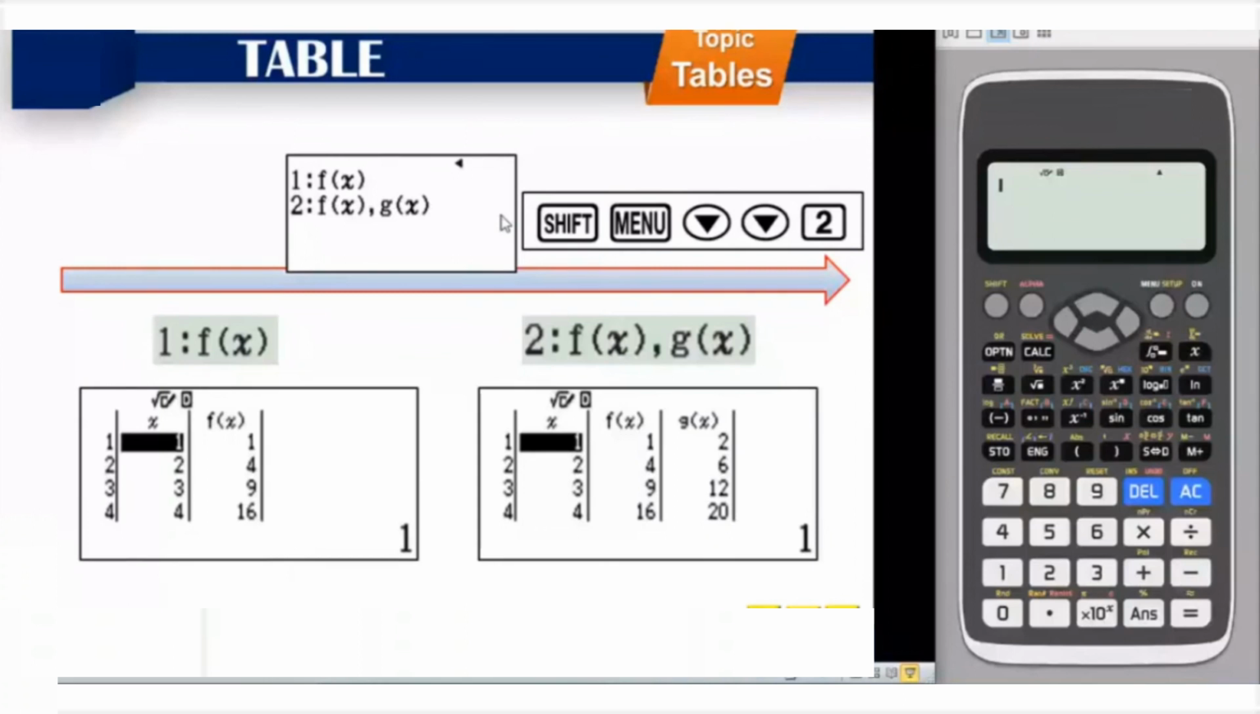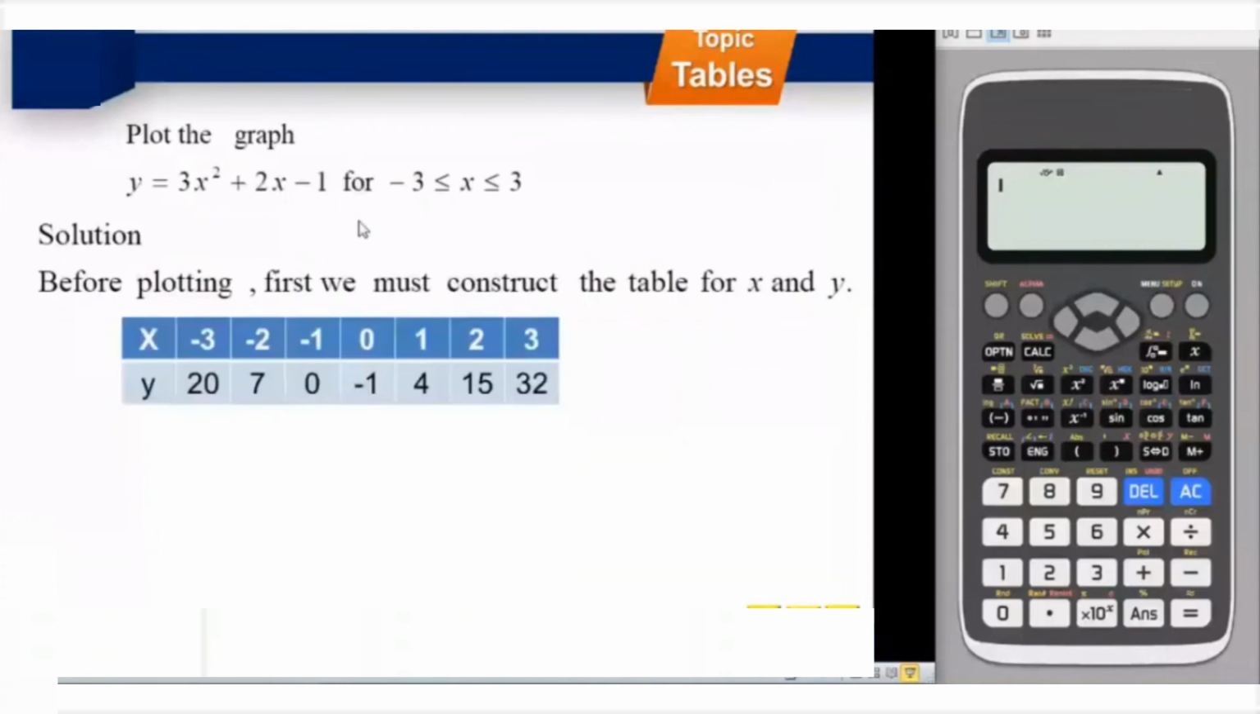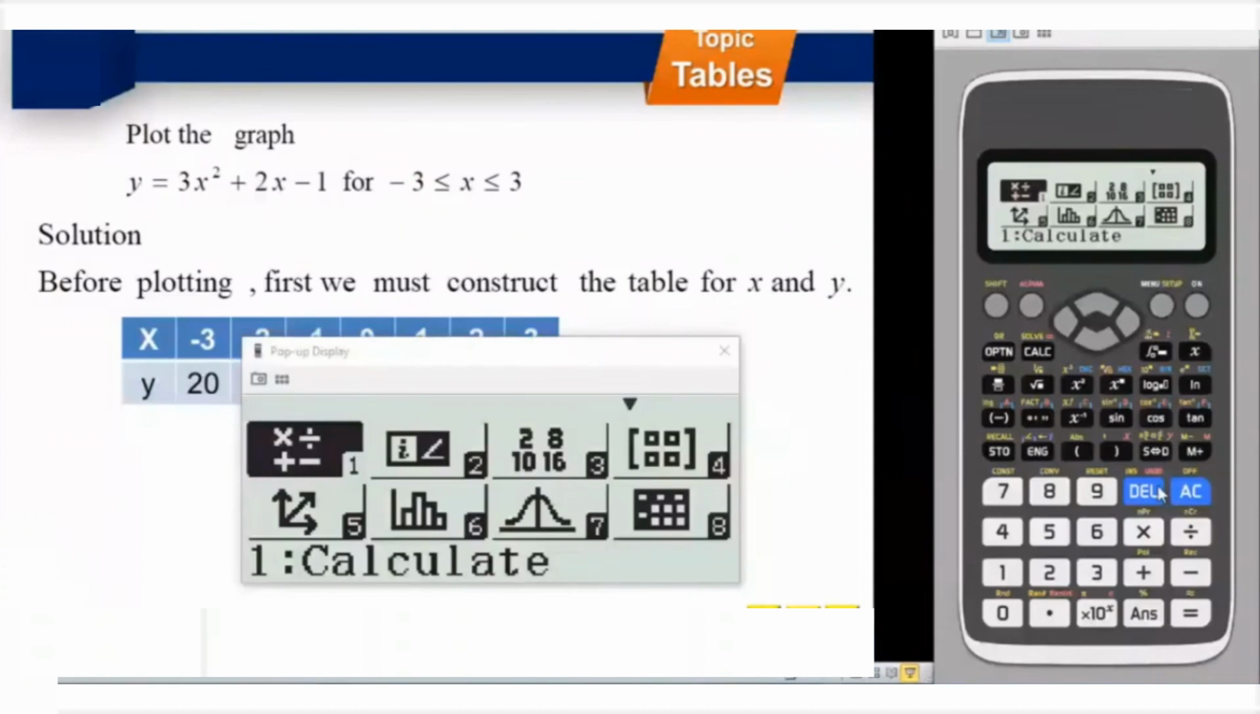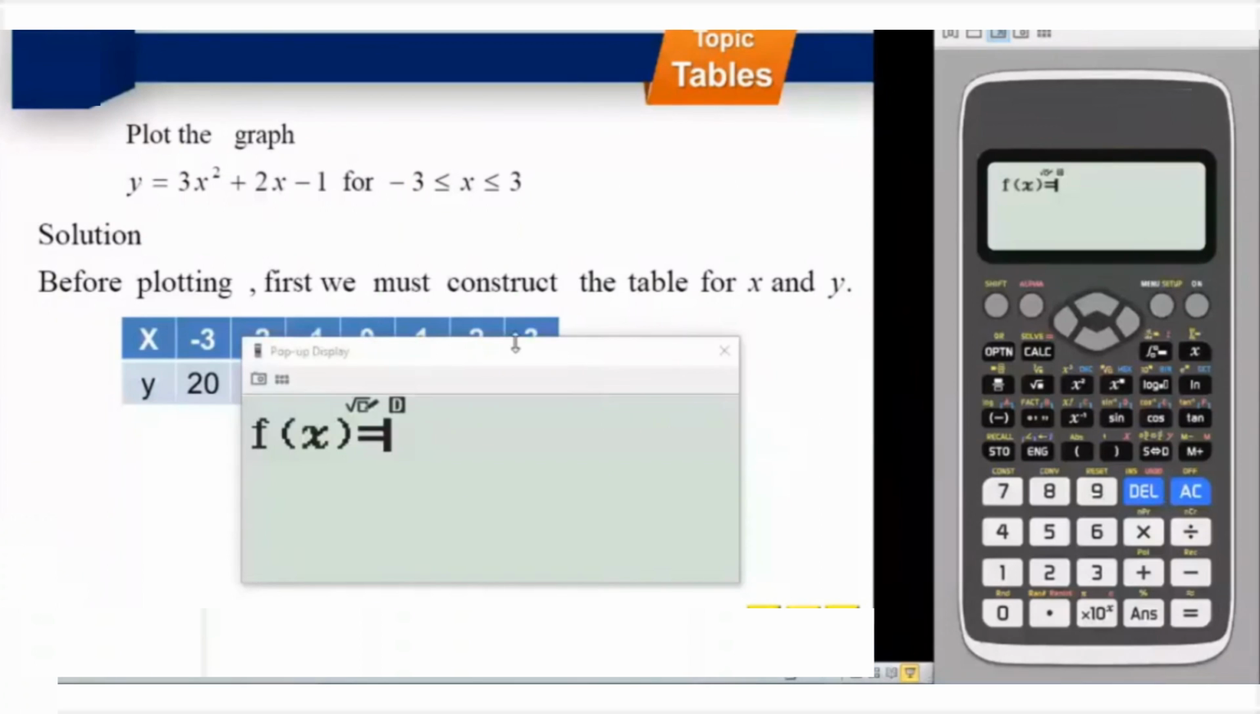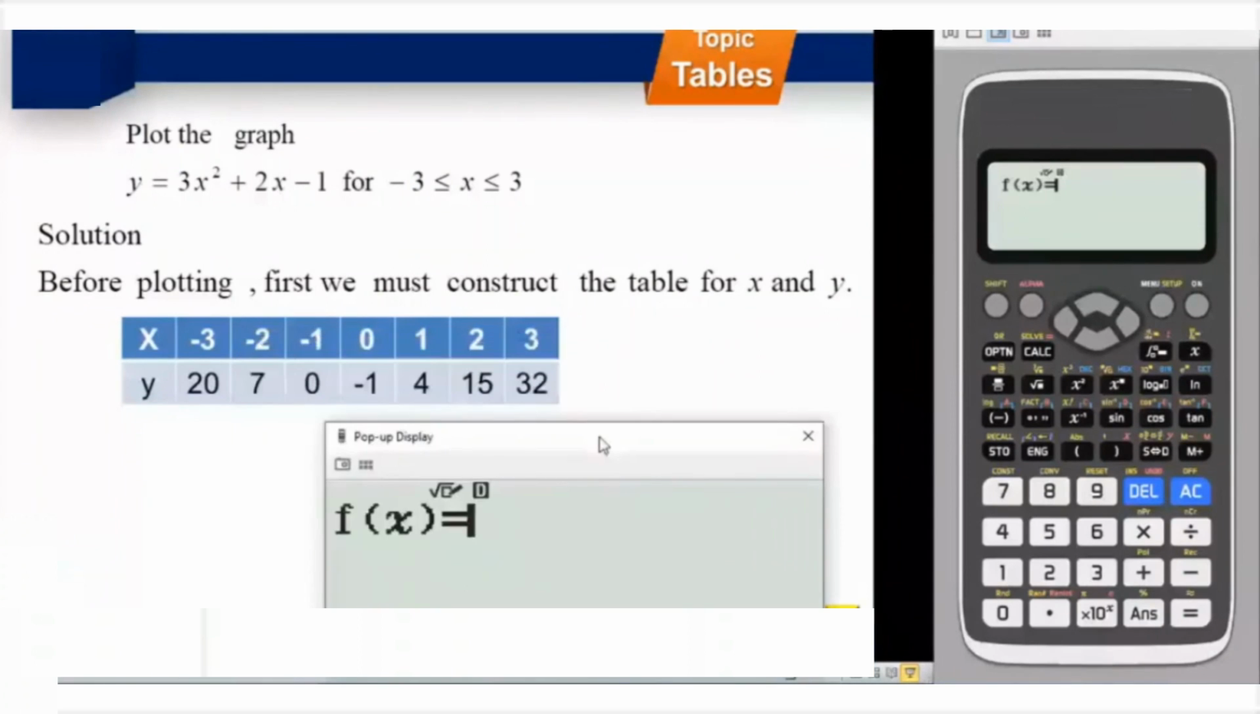In this particular question, you are told to plot the graph of this equation for -3 to 3. What you need to do is press menu and press 9. Menu 9 is table. So when you press menu 9, the calculator is asking you to insert the equation. How you insert the equation is a bit comprehensive or tricky. I want everyone to be very vigilant.